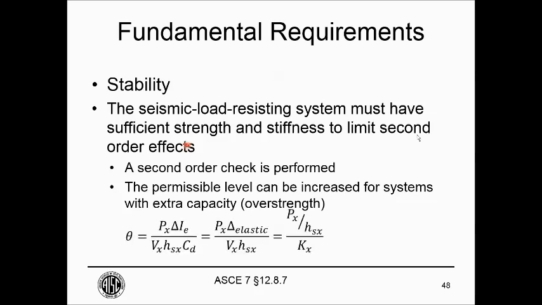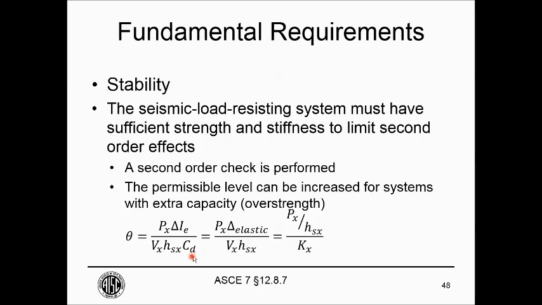Here's the equation that we have in ASCE 7 in this section. We have P times delta times I sub E divided by V times the height divided by C sub D. So what's the importance factor doing there? Well, the importance factor is actually in the shear. So we're getting rid of the importance factor that's built into that shear.